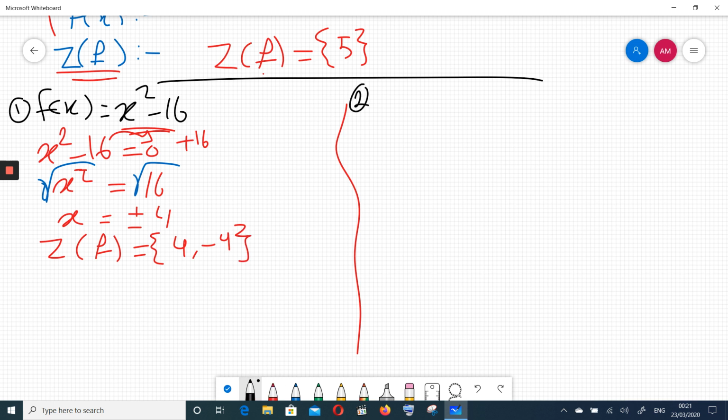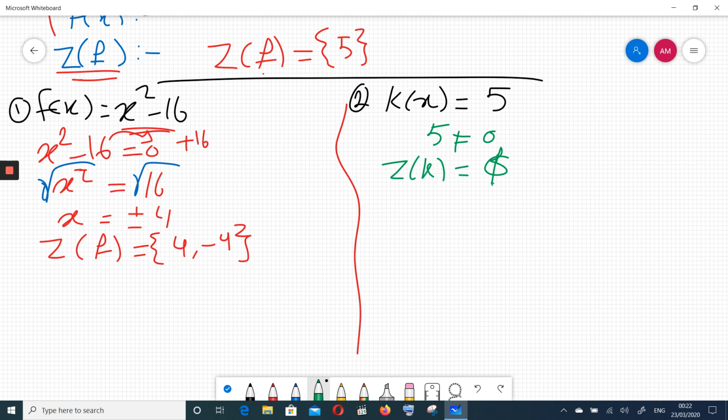What about the second example? Okay, for k of x equals 5. Who can give me any value to make k of x equal 5? It's impossible to make 5 equal 0. Does it happen? No, it's impossible. That means we put 5 not to be equal 0. That means here Z of k is empty. There is no value to make this function equal 0.